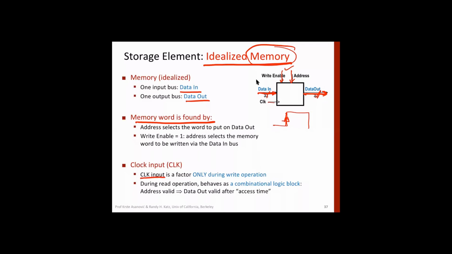So the clock input is a factor only during the write operation. Only for writing is the clock required. Reading can be done at any point in time. During the read operation it behaves as a combinational logic block. If the address is valid, then the data output is valid after the access time. There is some delay, some access time, and after that the output is available. So what we are considering right now is ideal memory.